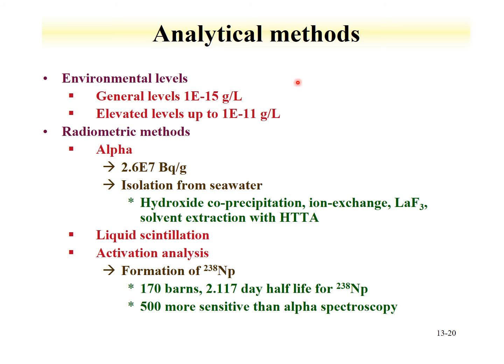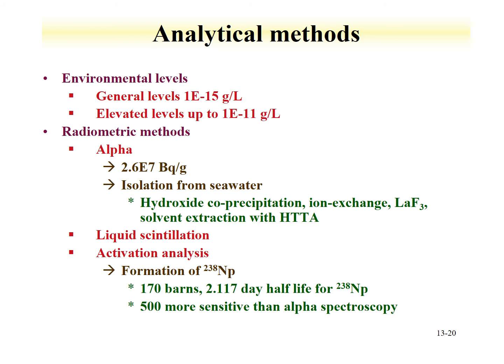Finally, there's some analytical methods that can be used for determining neptunium. Most common you would expect would be radiometric methods. For the alpha, there's 2 times 10 to the 7th becquerel per gram. So this allows a way to detect the neptunium. Isolation of neptunium from seawater can be performed. Usually the material is concentrated with co-precipitation, ion exchange, or solvent extraction. Liquid scintillation has also been used, obviously as an extension of alpha spectroscopy.